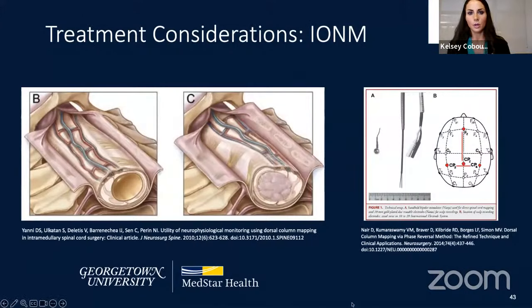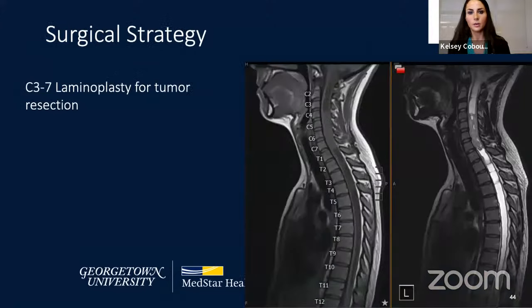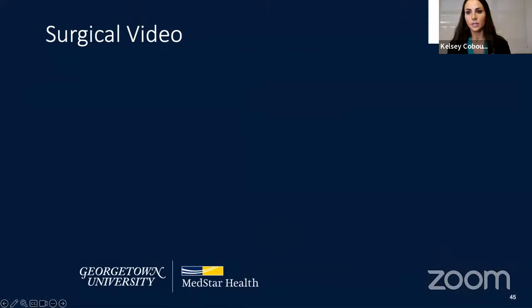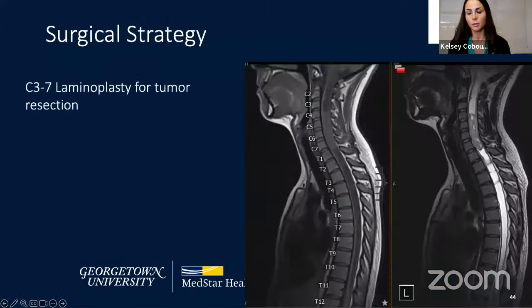And just a note on that neuromonitoring, we used D-wave monitoring as well as dorsal column mapping with a bipolar electrode in order to help find the midline for the myelotomy, which can be significantly distorted in cases like these. So Dr. Sandhu, anything to add about the considerations before we go on to the surgical treatment?